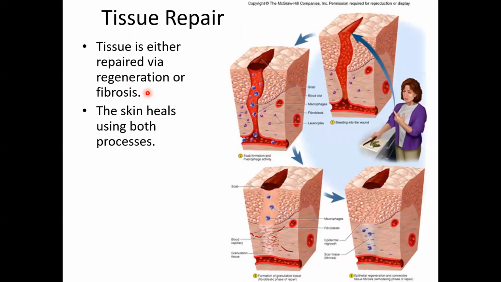Tissue will be repaired either through regeneration, meaning it grows back like epithelial tissue, or through fibrosis, which is the formation of scar tissue. The skin will use both, as we have epithelial tissue on the surface of the skin and this dense, irregular tissue beneath that. So here you see the healing of the skin where we have regeneration out here and fibrosis down here, the formation of that scar tissue. Now, that will rebuild over time. Scars fade. While it may never come back to exactly the way it was, it will fade over time.